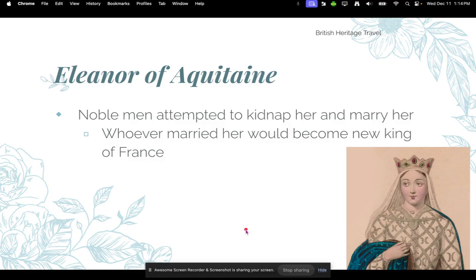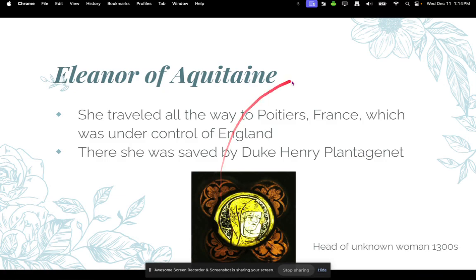Along the way, to make her journey even more difficult, noblemen caught news that Eleanor of Aquitaine was single again. So they attempted to kidnap her and marry her because whoever would marry her would become the new king of France. So she traveled all the way from Jerusalem to Poitiers, France, which at that time was like this little chunk of land of France that was under control of England. And there she was saved by Duke Henry Plantagenet. I don't know how to say his last name, to be honest.